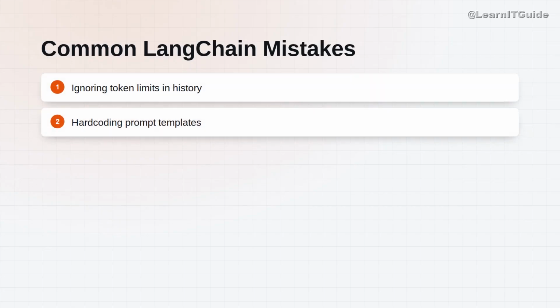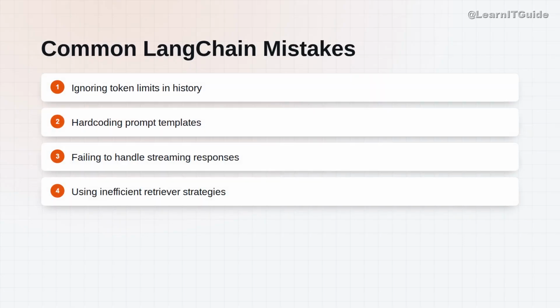So where do most people go wrong? First, they forget that memory grows forever. You must use a windowing strategy or you will hit your token limit. Second, hardcoding your prompts makes them impossible to version control. Keep them in external files. Third, if you do not implement streaming, your users will stare at a blank screen for 10 seconds. And finally, using a naive search strategy for your documents will lead to garbage results. Always tune your retrieval parameters. Specifically, that includes ignoring token limits in history and failing to handle streaming responses.